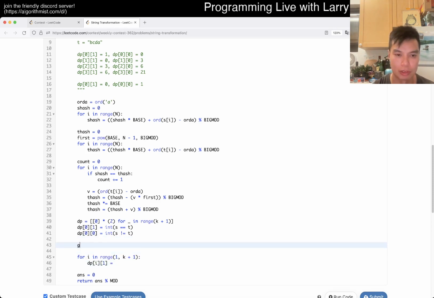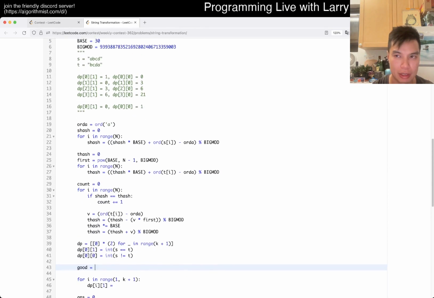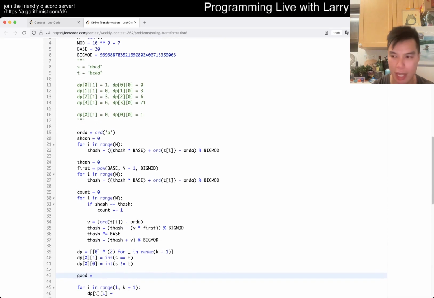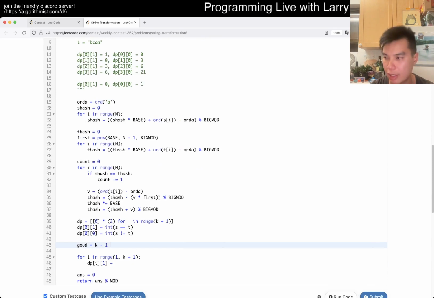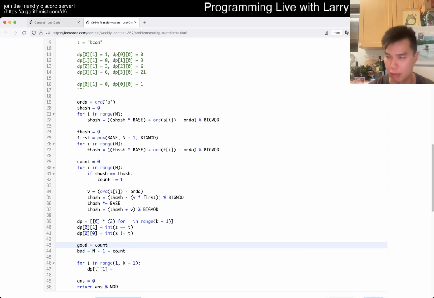okay, so good is going to, that's number of good ways is going to be equal to n. So the n minus 1 decisions, and the number of good of them is the one that gets you to the right answer, and the number that gets you to the right answer is, I guess it's just count, and then bad is equal to n minus 1 minus count. Right? I think this is a little bit off. No, that should be true.